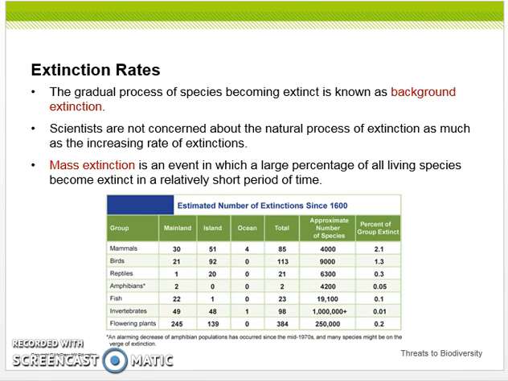The gradual process of species becoming extinct is known as background extinction. Scientists are not concerned about the natural process of extinction as much as the increasing rate of extinctions. Mass extinction is an event in which a large percentage of all living species become extinct in a relatively short period of time. Take a look at this chart here by pausing the video, or you can reference your book at another time.